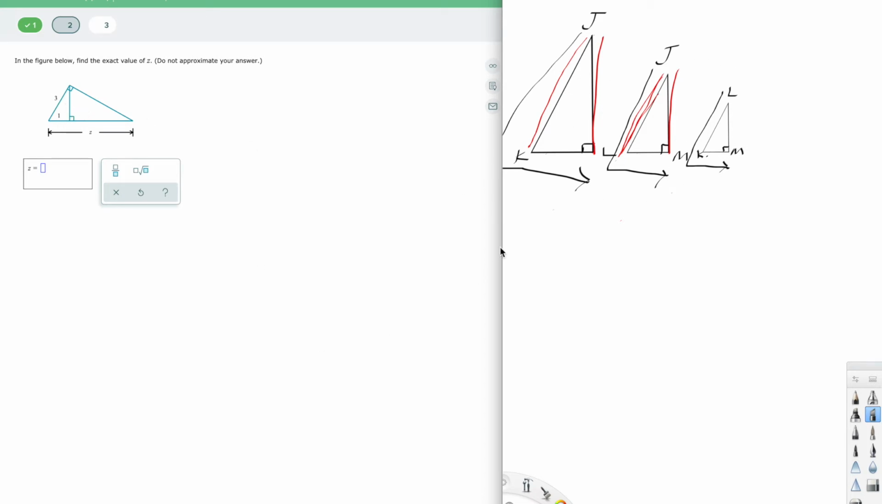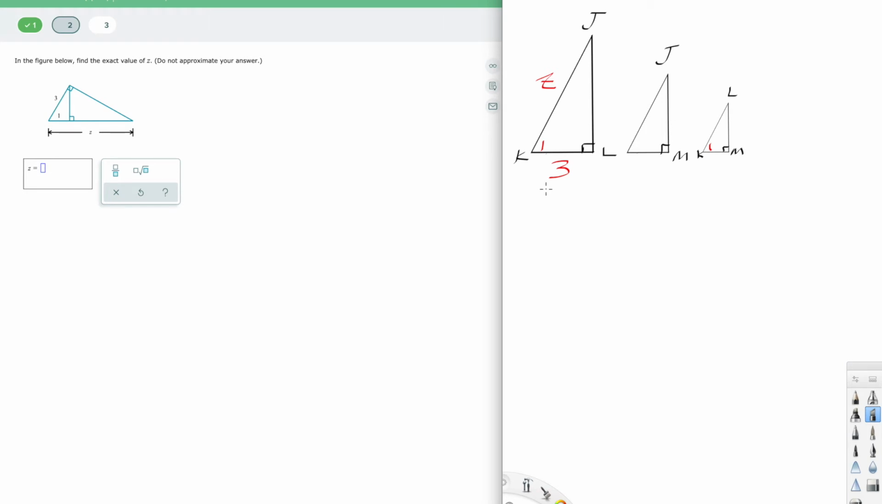We don't have all the same labels. Is it going to let me get rid of the arrows? Yeah. But we still have the same triangles. So if I'm looking at this one, this is the large one, and I have the bottom leg is 3. They have this angle labeled as 1, which would also be this angle here. And then this whole length is Z, which would be this guy here, Z. And they want us to find Z.